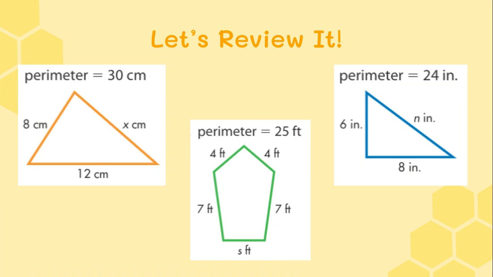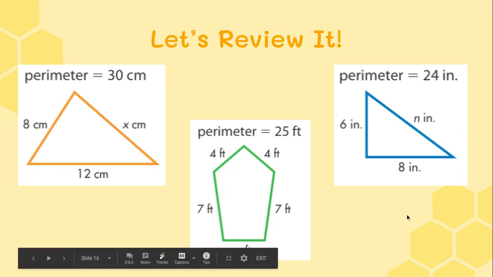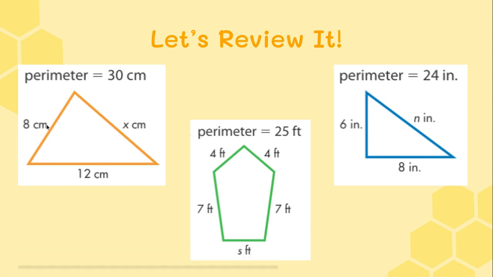So let's go ahead and review from Wednesday. When you have a shape that doesn't have all sides equal, and you don't have all the sides, right here we have 8 centimeters, right here we have 12 centimeters, and we do not have this missing side, but they give you the perimeter. All we have to do is add up all the sides that we do know and then subtract it from the perimeter. So the two sides that they give us that we know are 8 and 12.